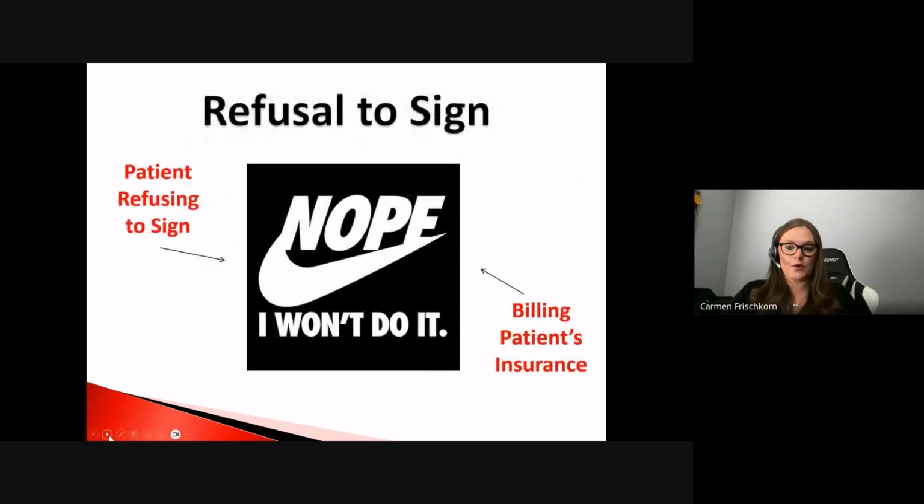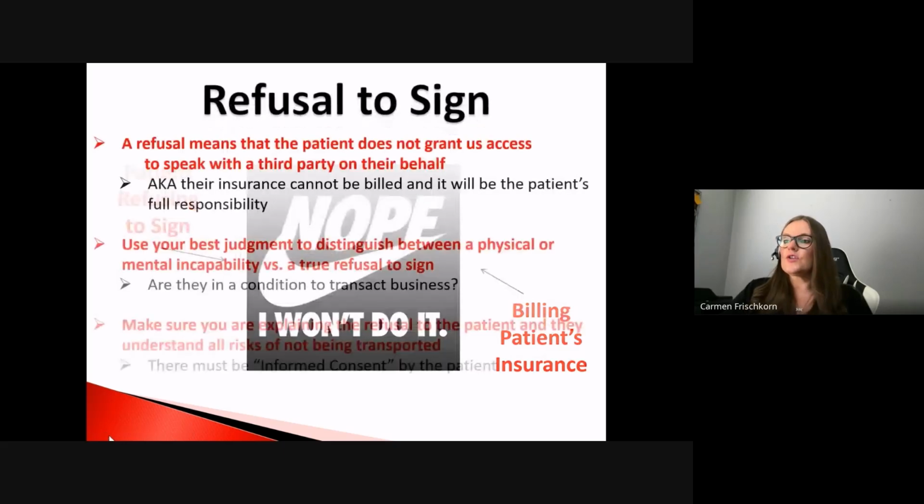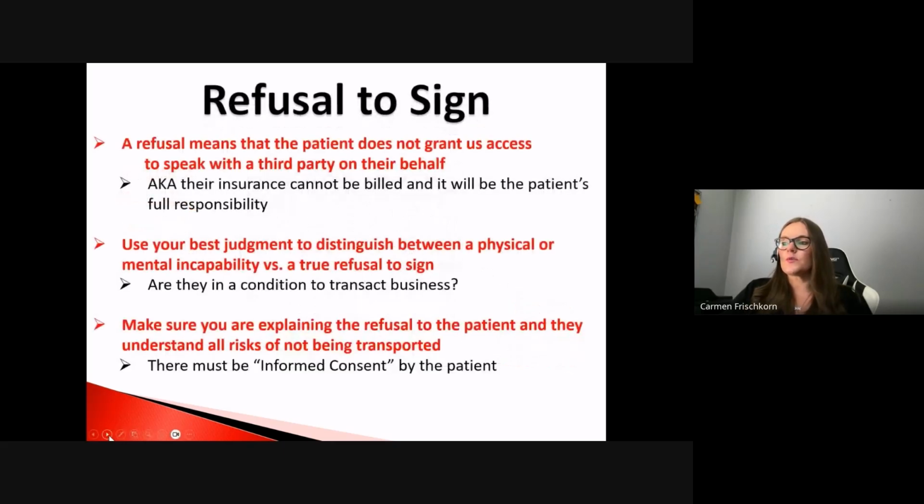Okay, so getting into a refusal. If a patient's refusing to sign, all it means is that they're not allowing us to bill their insurance. We can't speak with a third party. We can't submit their information to insurance. That's all that signature means.